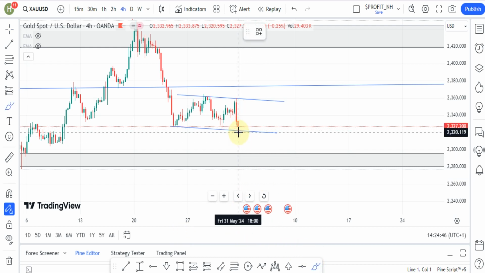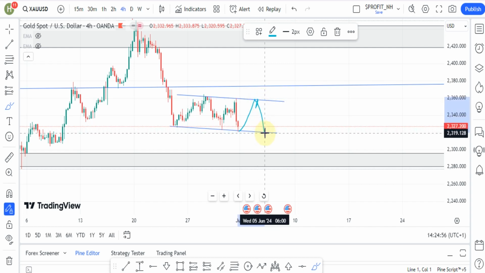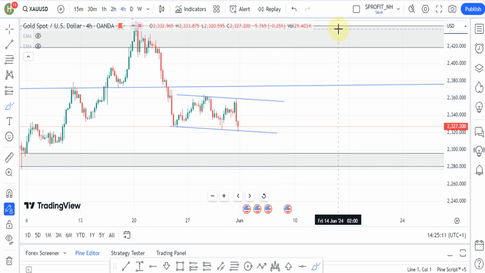before continuing to push to the downside and probably breaking below this area, then continuing to push to the downside. So this is what I'm looking at from the 4-hour time frame, and so far, as I've told you, the market has been respecting this setup. So there's a possibility that this can happen in the market again.